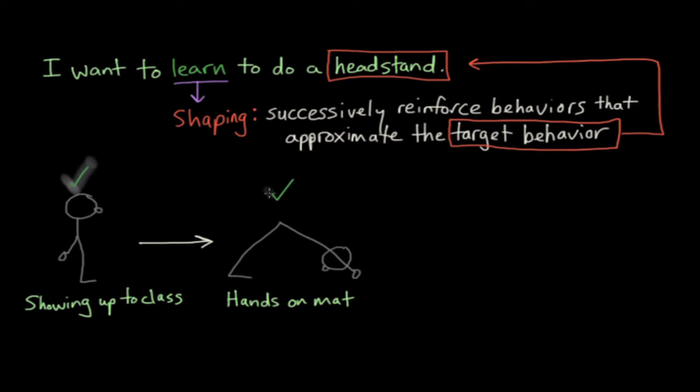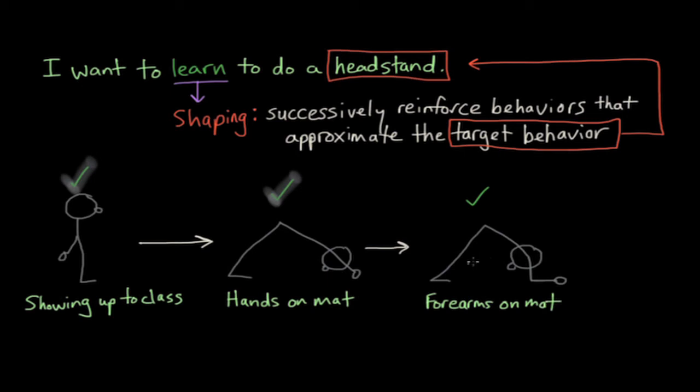But again, eventually this isn't going to be enough because the goal here is to perform a headstand. So next you're going to reinforce a behavior that approximates or comes even closer to a headstand. And let's say in this case, you're going to reinforce placing your forearms on the mat. So now that you're in this position where your feet are on the mat and your elbows are down and your forearms are on the mat, that's pretty close to performing a headstand. At least it's closer than just showing up to class.